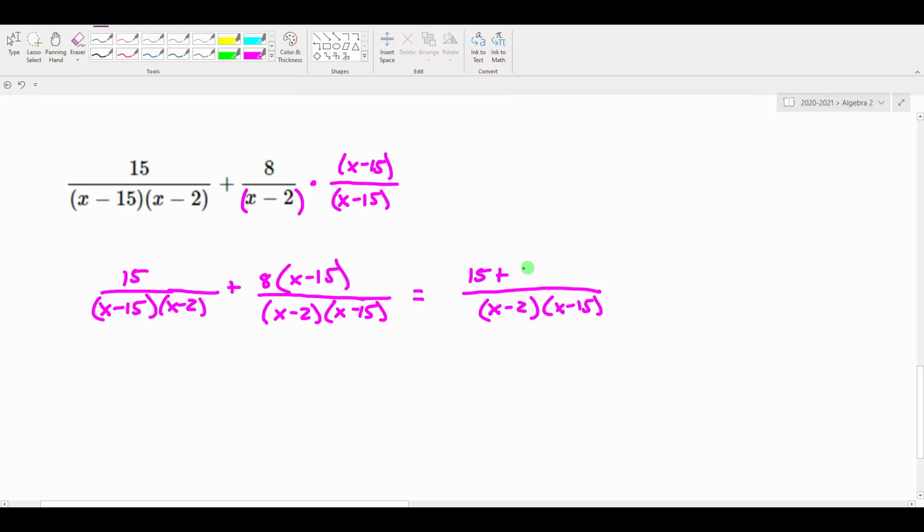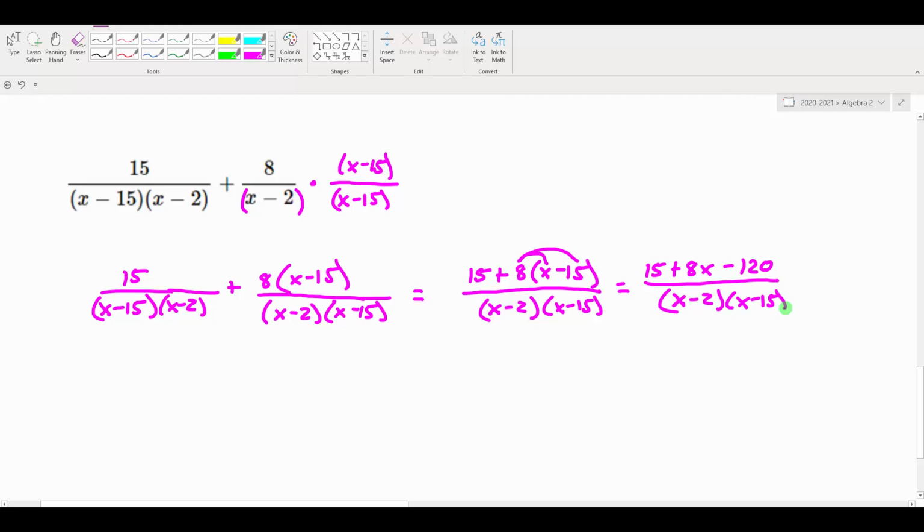and then we add the top. So we're going to get 15 plus 8 parentheses x minus 15. Now technically at this stage you have added the fractions together, but we can simplify the top a little bit. All right, and I know this is what you guys were itching to do here, is to distribute this 8 into the parentheses and see what we get. So we're going to get 15 plus 8x minus, let me grab my calculator here because I'm lazy and I don't feel like doing that in my head. So we got 8 times -15, and I got -120, so we got minus 120 all over x minus 2 and x minus 15.